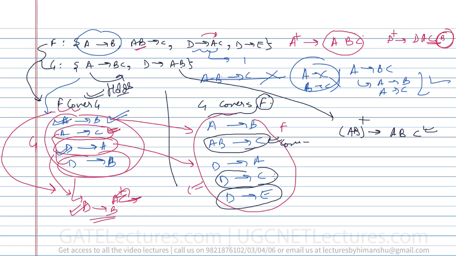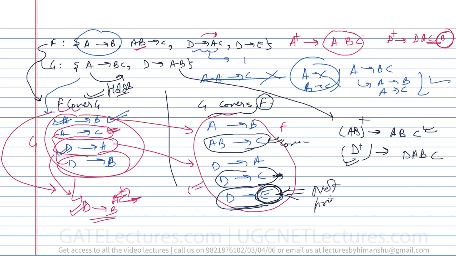This is also covered. Now let us see this one. That means, if you take D closure in G, can you get C or not? If you take D closure, you can see we get D, A, B, and with the help of A you can get C. Therefore this is also covered. Let us see if I can get D drives E, but you can clearly see in any of the functional dependencies in G, we do not have any mention of E. So therefore this is not present.